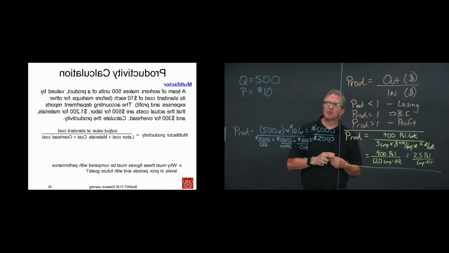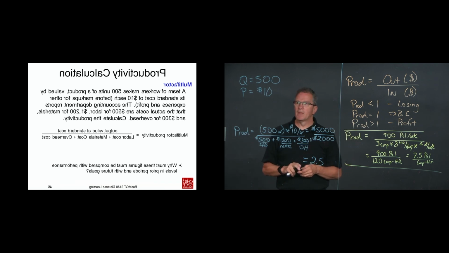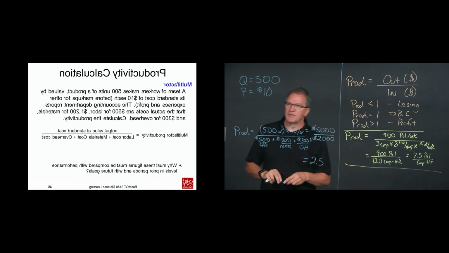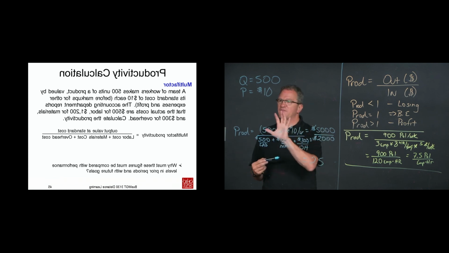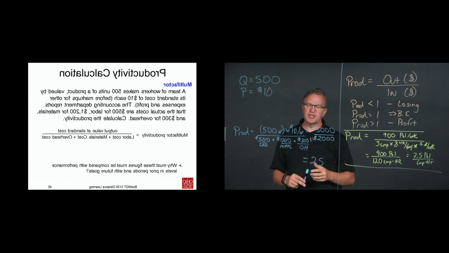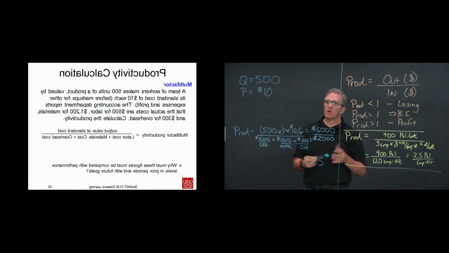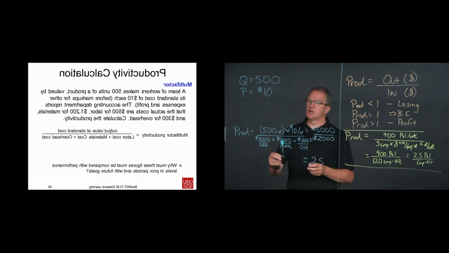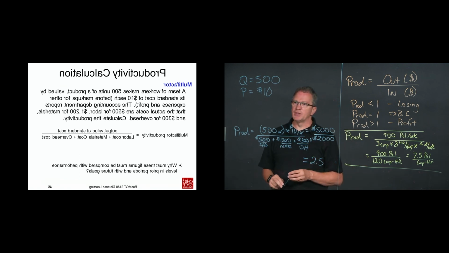Well, let's get back to what does this mean. All right, where did the inputs come in? The inputs were the value of what my output is. I made 500 units, they're worth $10 each, so my output was $5,000. What were my inputs? I had to put in labor, material, and I have overhead, $2,000 worth. And I get this ratio.